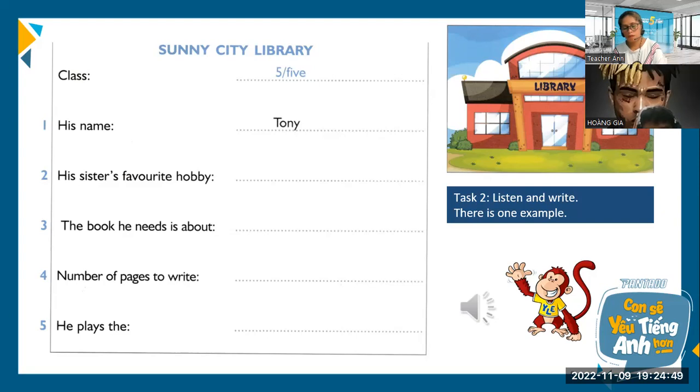1. What's your name? Tony Cloud. Is that C-L-O-U-D? That's right. 2. I know that name, Cloud. Have you got a sister? Yes, she's older than me. What's her favourite hobby? She loves tennis.